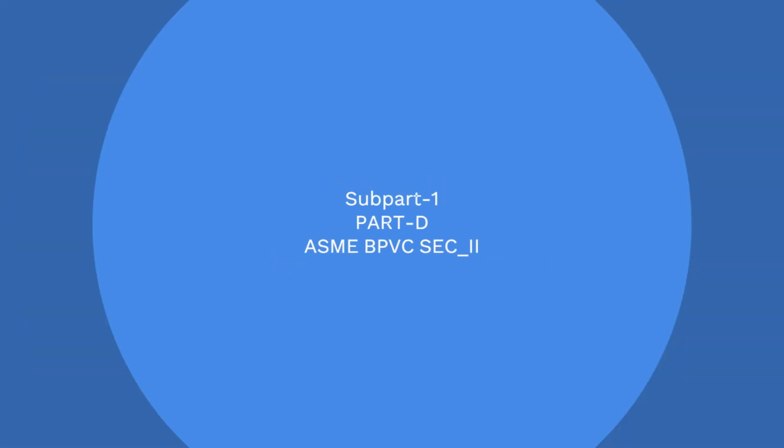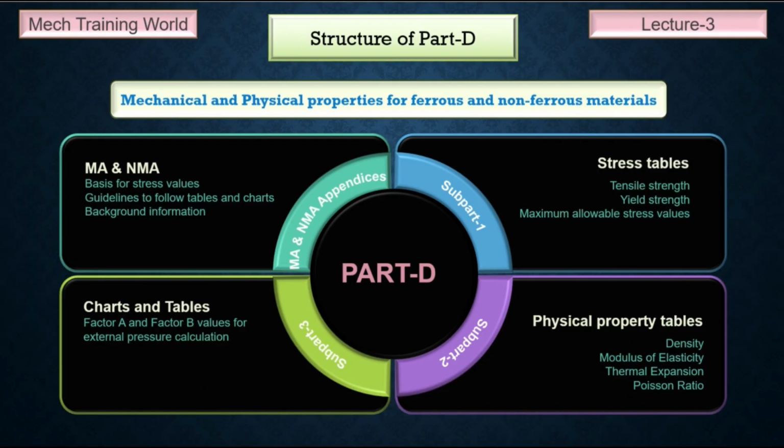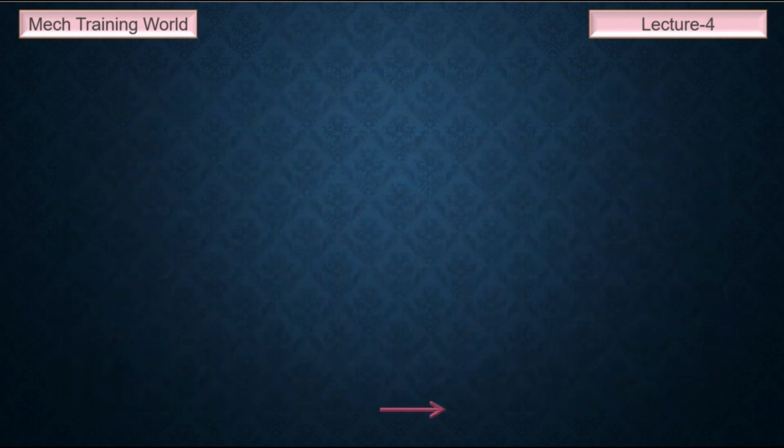I already explained everything in detail in the last lecture about the structure of Part D: how many subparts there are in Part D, what you find in the mandatory and non-mandatory appendices, and what you find in each subpart. So I already gave a basic understanding of the structure of Part D. If you didn't watch that video, it is only about 2 to 3 minutes. First watch that video and then watch this one, then only will you get some idea. Okay, let's begin the lecture.